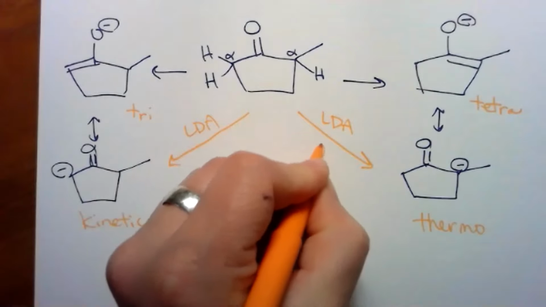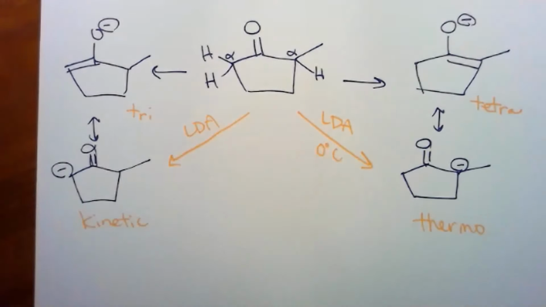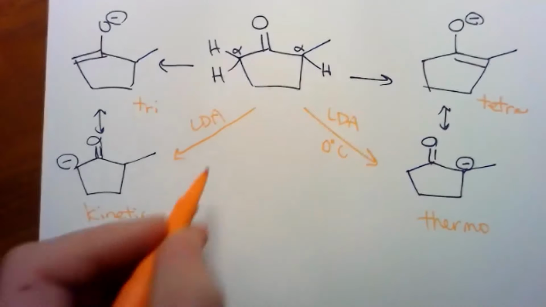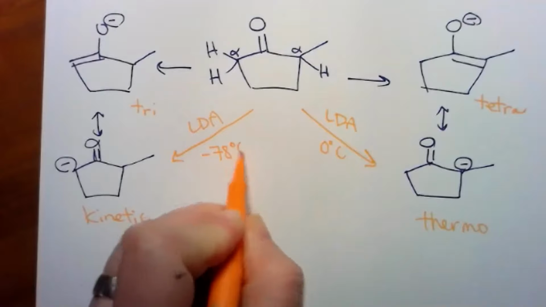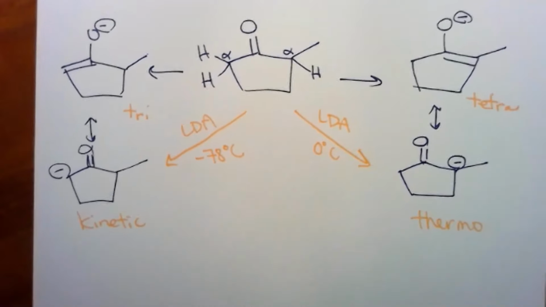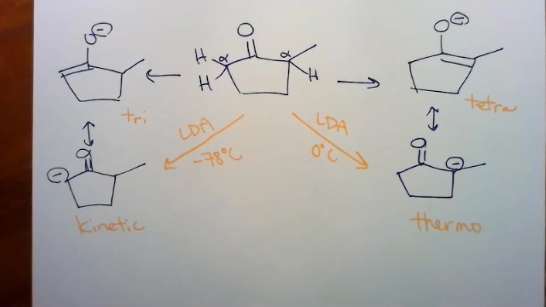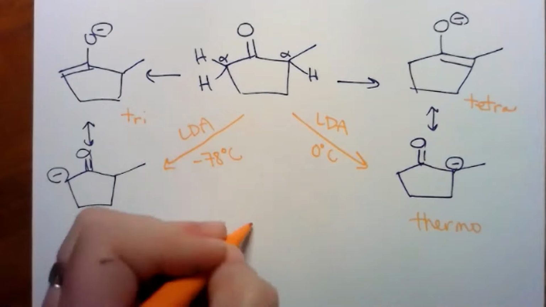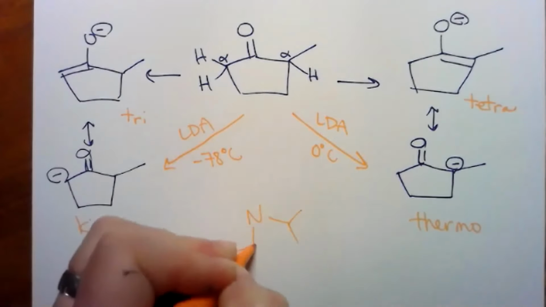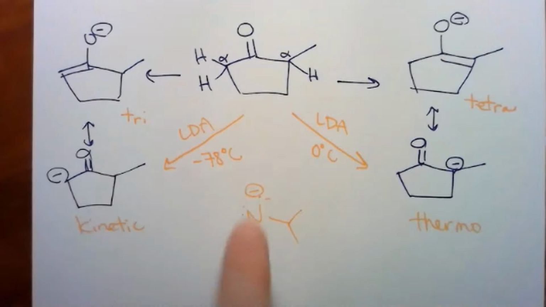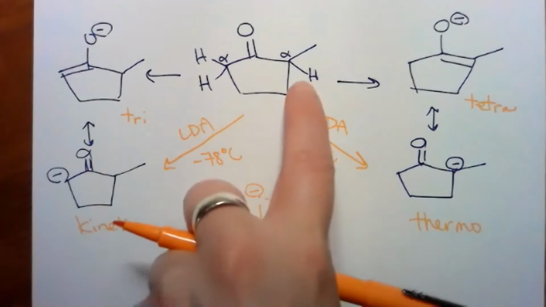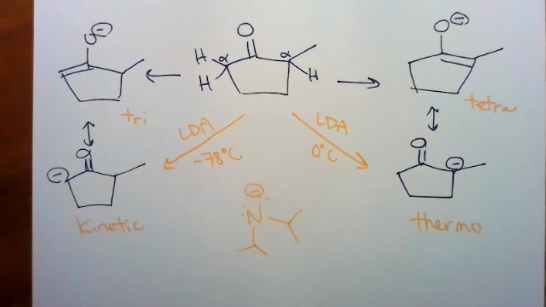If you want the thermodynamic, you want to be at a warm temperature. What? 0 degrees? Warm temperature? Are you crazy? Well, 0 degrees. LDA is normally present at -78. That's the cold temperature. Believe it or not, 0 degrees is the warm temperature. LDA is a quite bulky thing, so it's pretty difficult for this kind of base to go into that little baby armpit and pluck that hydrogen. It is capable, but it's not great at it.